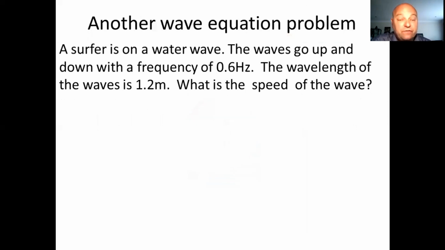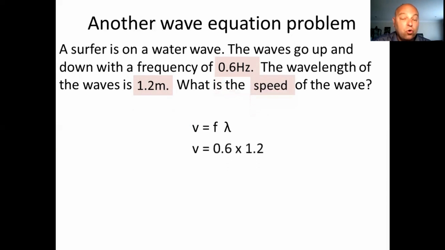So let's see what you should have done. Start off, as always, with the wave equation, V equals F lambda. And go through the problem and highlight the things that you know. So we've got a frequency of 0.6 hertz, a wavelength of 1.2 meters, and we're trying to find out the speed or velocity. Substitute those things in. So V equals 0.6 times 1.2. Multiply that on your calculator, 0.72. Add in the unit, meters per second. That's what you should have done. You've got that right. Well done.